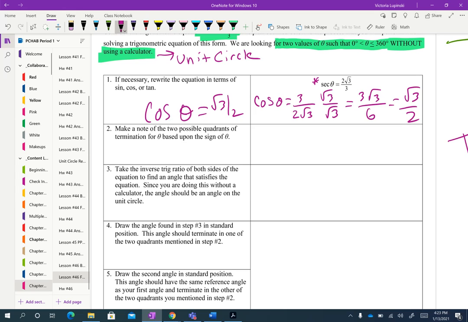based on the sign of theta. So in this case, we have a cosine of theta that is positive.